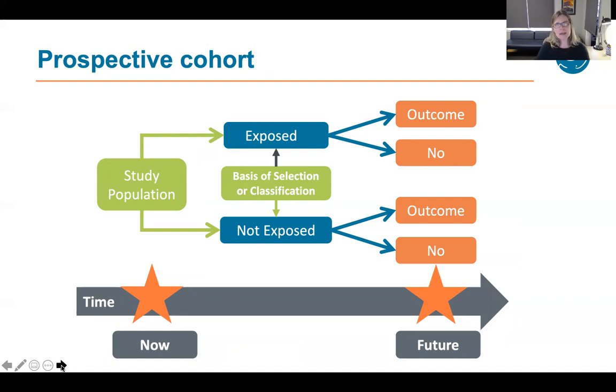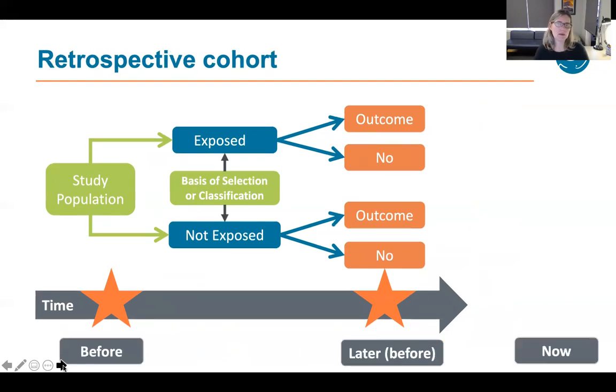At the time, say for a prenatal diagnosis, they haven't given birth yet, and the child's growth has not occurred yet. Both of those are examples of prospective cohort studies. In the case of a retrospective study, both the exposure and the outcome have already occurred.